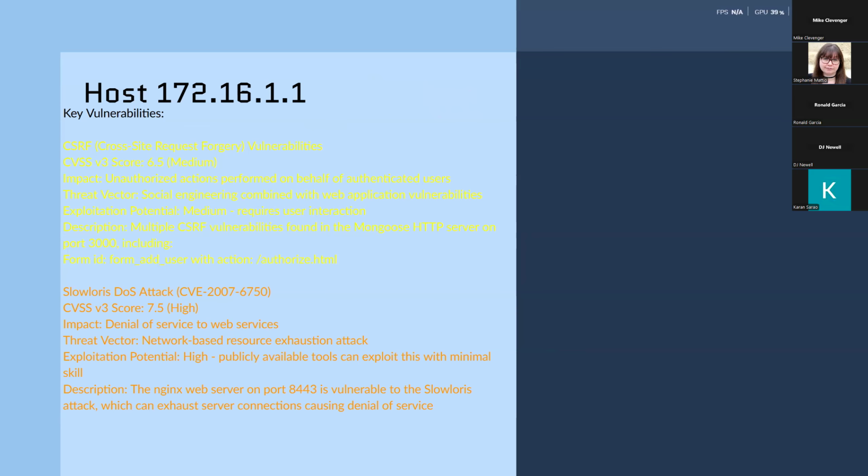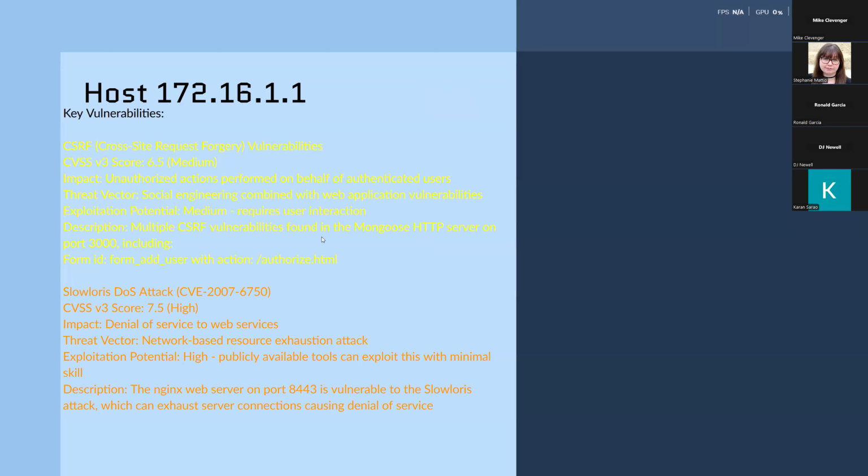But we're going to go ahead and begin with 172.16.1.1. Some of the key vulnerabilities here, we have a medium, which is regarding the CSRF vulnerabilities, the cross-site request forgery. This has a CVSS score of 6.5. The impact can lead to unauthorized actions performed on behalf of authenticated users. Social engineering combined with web application vulnerabilities is a threat vector, and exploitation potential is medium.